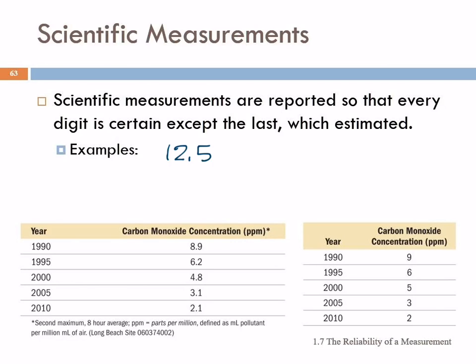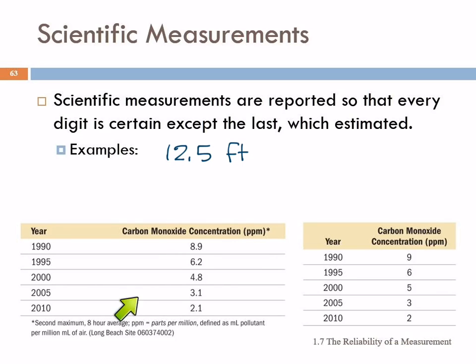So if I wrote 12.5 feet, when a scientist writes that, we mean that this is 12 feet. There's no question about that. And then we're estimating, we think it's roughly halfway between 12 and 13. But the 5 is estimated. If someone else measured perhaps this board, they might find out it's 12.4 feet or something. And that's okay. But we always estimate the last digit.